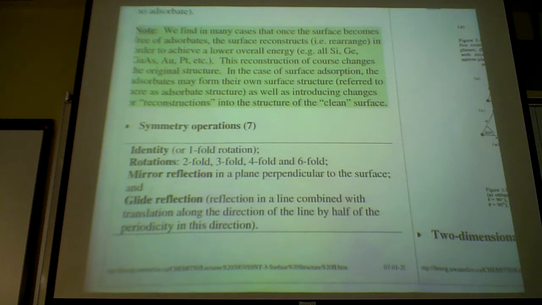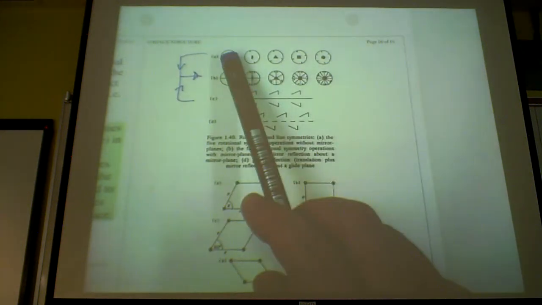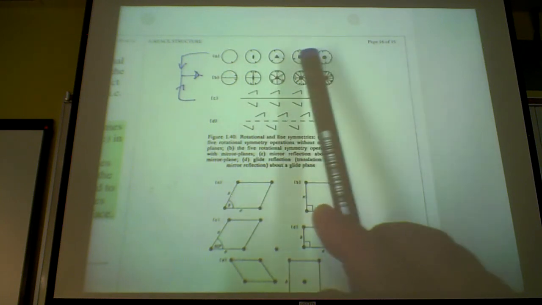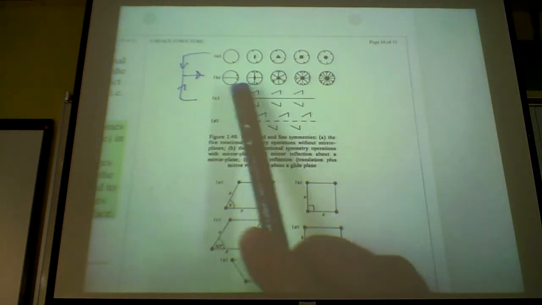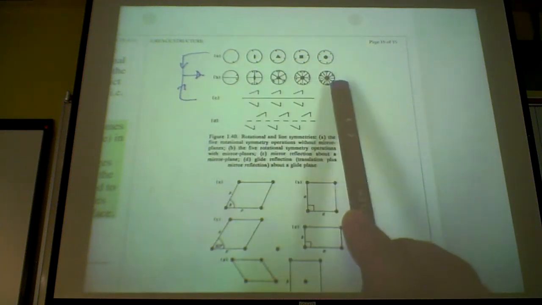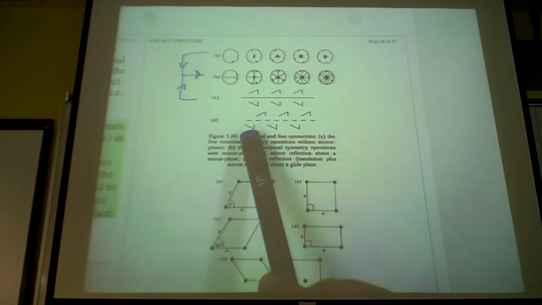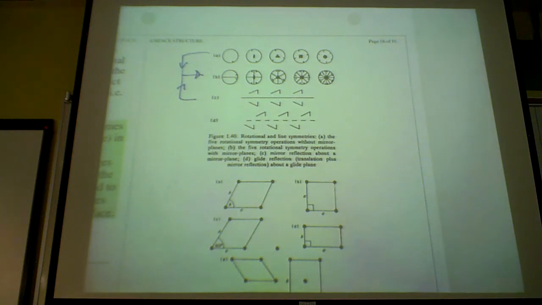There's mirror reflection, where your plane just reflects, and there's something called glide reflection, where you reflect and then move half the spacing. So here's what we discussed. This is identity, and then you have rotation by 2-fold, 3-fold, 4-fold, and 6-fold. Then in this row, you have added mirror reflection to generate these other things. And this is just mirror reflection. And this is a glide reflection, so you reflect and then move half the lattice spacing. Okay?